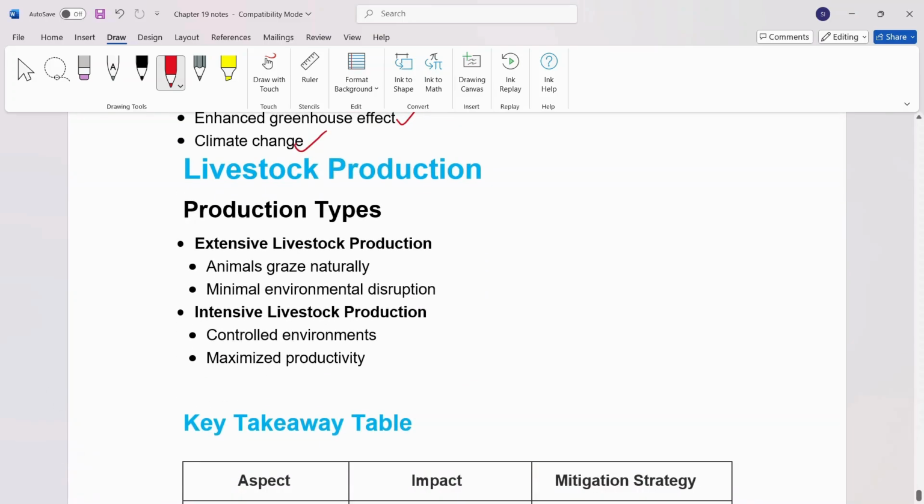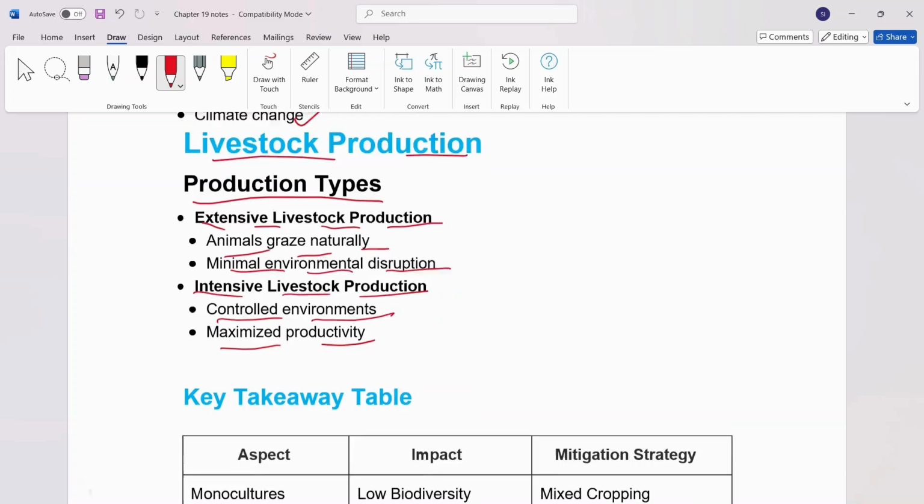Now let's talk about livestock production. Production types: extensive livestock production, animals graze naturally, minimal environmental disruption. Intensive livestock production, controlled environments maximize productivity.